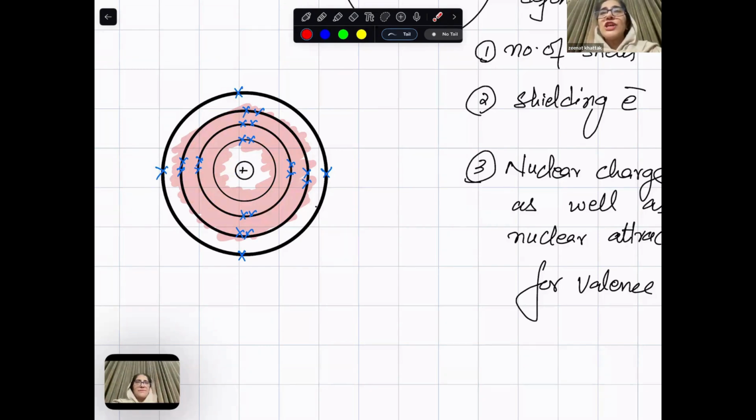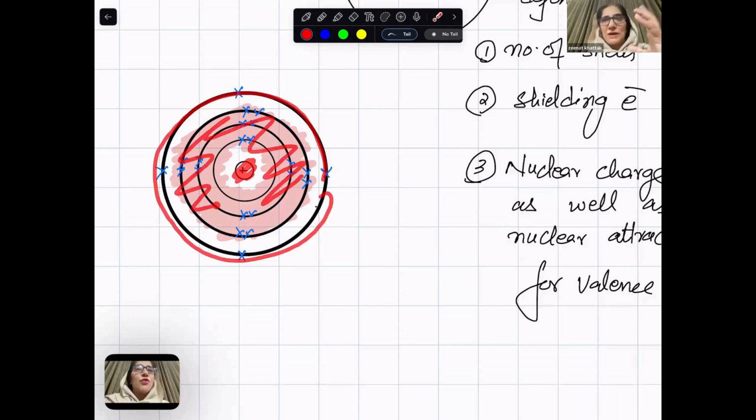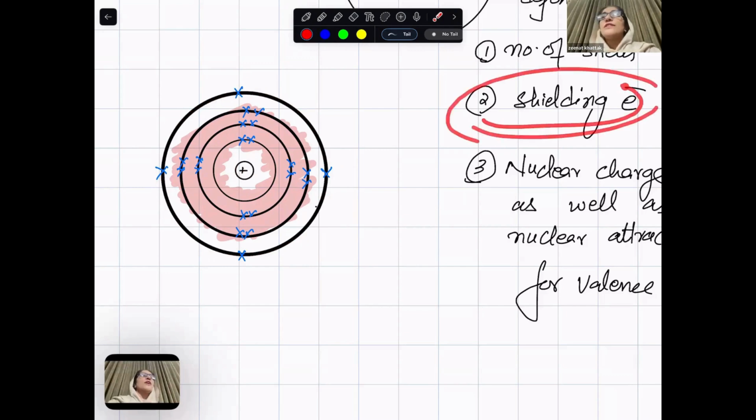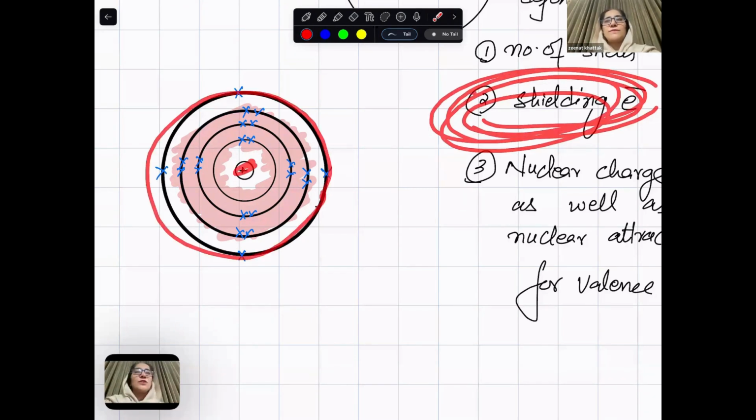So the more the shielding electrons, as a result, the nuclear attraction for the valence electron is what? Lowered. Like I told you, this is the teacher. This is the last row. The more in between, the more effort is used by the teacher to convey the message to the last row. Yes, exactly the same. Therefore, they are called shielding, protecting electrons. So what are they protecting? They are protecting the valence electrons from the nucleus.